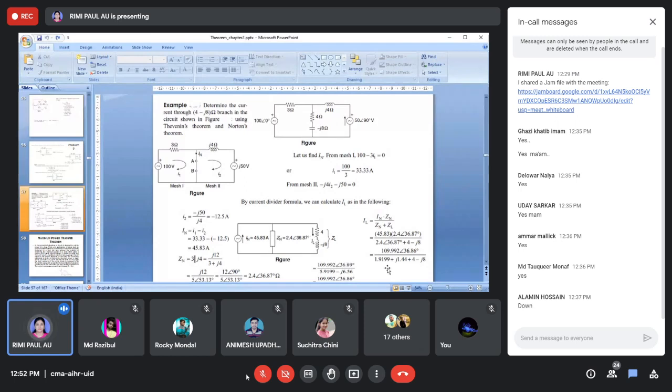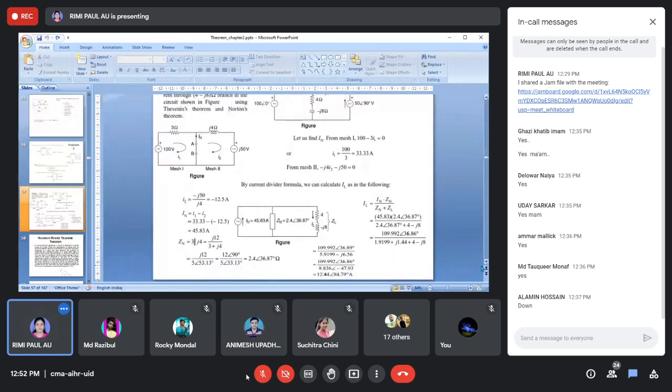So IL, the answer is 12.44 angle 84.79 degree ampere. So this is the answer. You have to first check, and second, you have to convert this current source to a voltage source, and you have to again solve this IL.